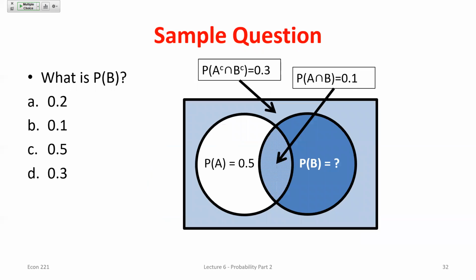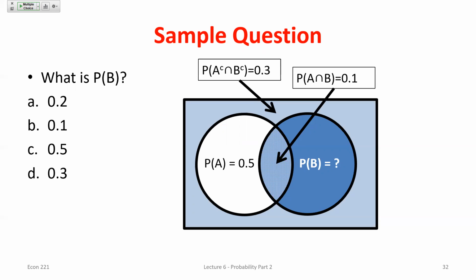If I had a question like this, and I wanted to find the probability of B, I don't know what it is, but I've got these three other components. Well, the probability of A is 0.5, so I plug that in. I don't know what the probability of B is, that's what I'm looking for. The probability of the intersection is 0.1, and then the probability of the intersection of the complements was 0.3.